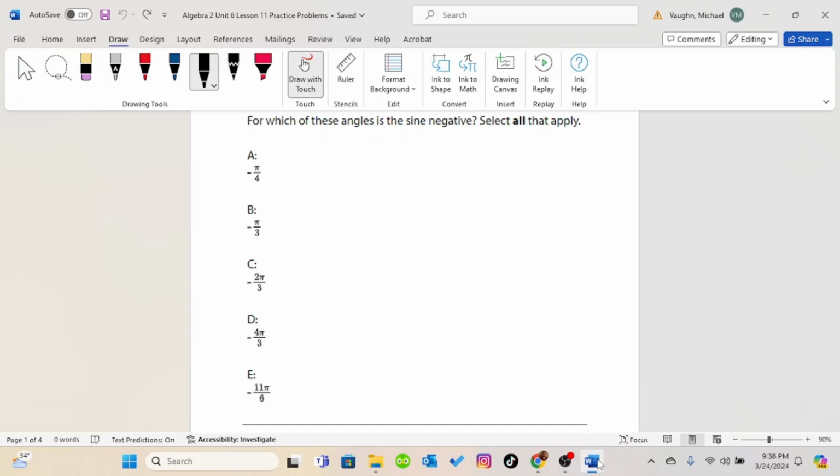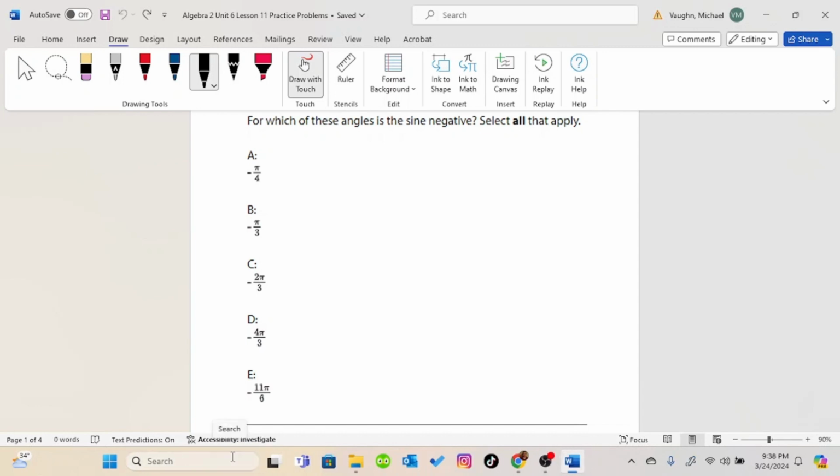Welcome to Algebra 2, Unit 6, Lesson 11, Practice Problems. In this lesson, we're going to look at what happens when we move around the circle clockwise rather than counterclockwise. And we're going to look at the difference between positive radian angles and negative radian angles.